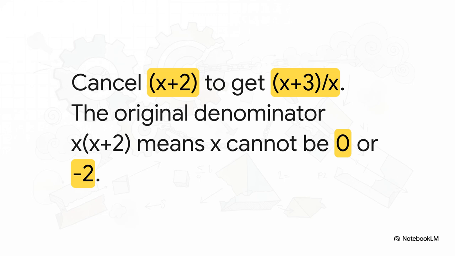Now for that crucial step 4. Look back at the original factored denominator, x times x plus 2. There are two values for x that would make it 0. If x is 0, the whole thing is 0. And if x is negative 2, that x plus 2 part becomes 0. So we have to list both restrictions. X can't be 0 and x can't be negative 2.